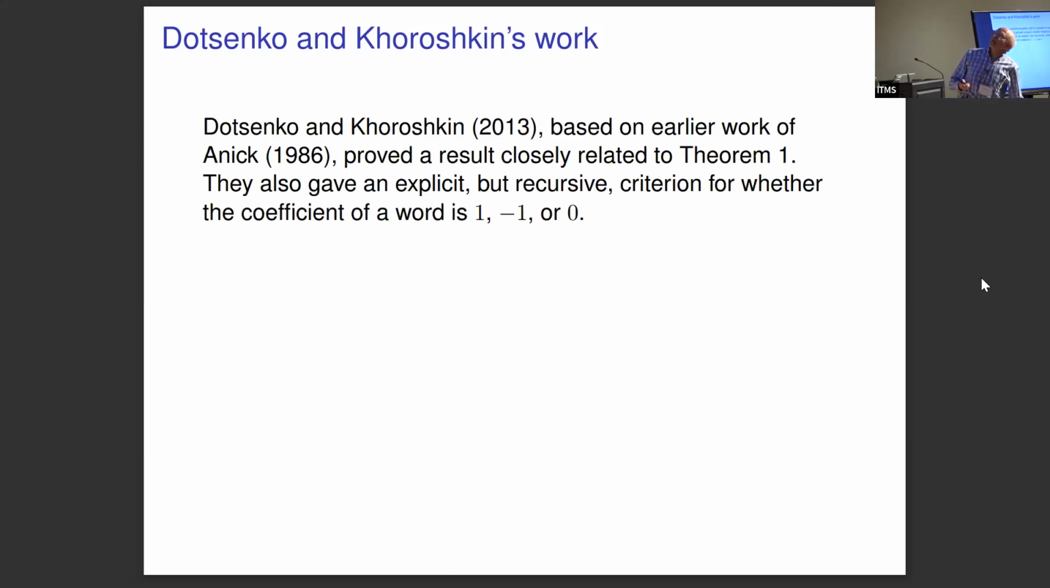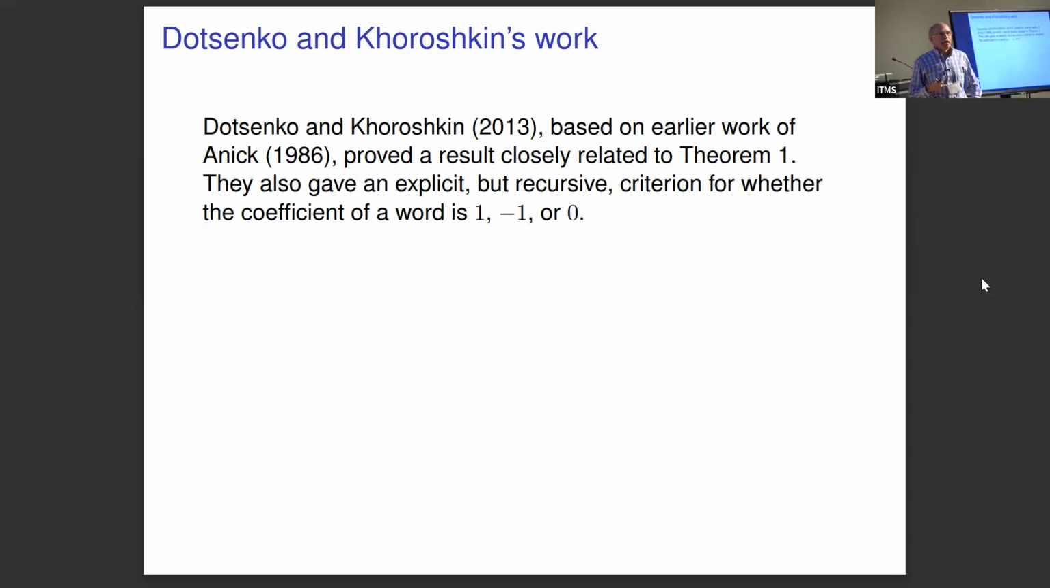What they did is, based on some earlier work of David Anick quite a while ago, they gave a somewhat more explicit description than I had of what this coefficient is, whether it's 0, 1, or -1. So if you look at what I did, I have this recurrence. You can tell it's 0, 1, or -1, but it's hard to say exactly what it is. So their characterization was still recursive, but it was a little more explicit than mine. And so I went back.